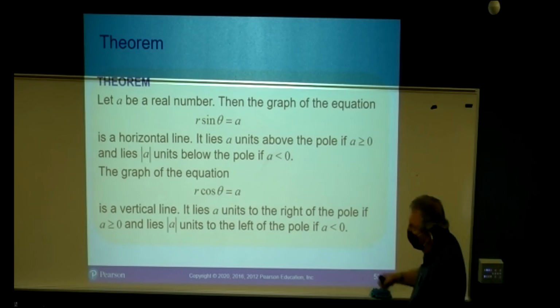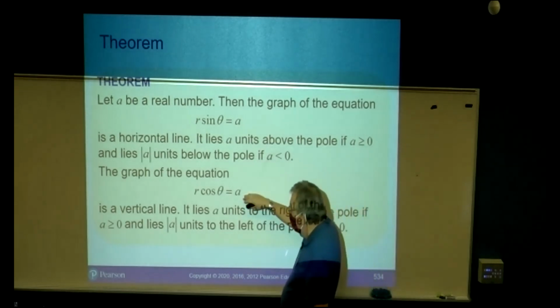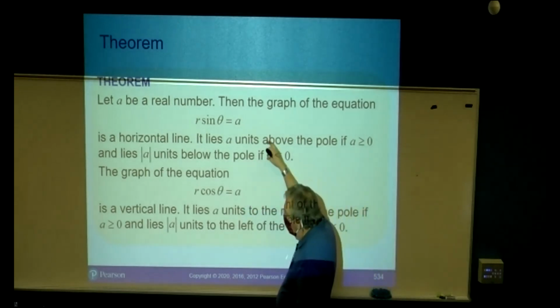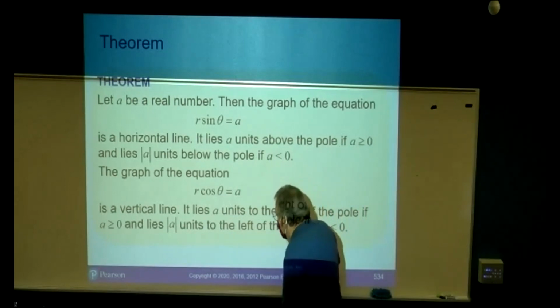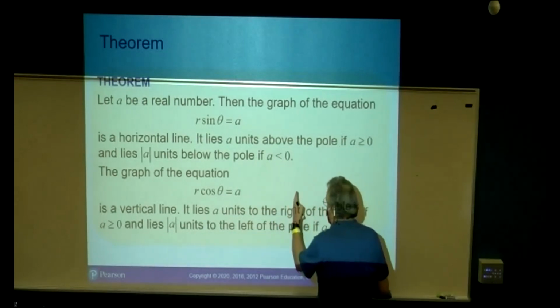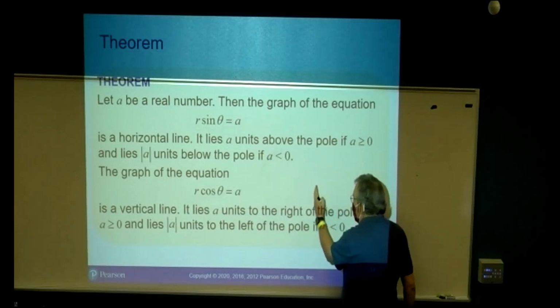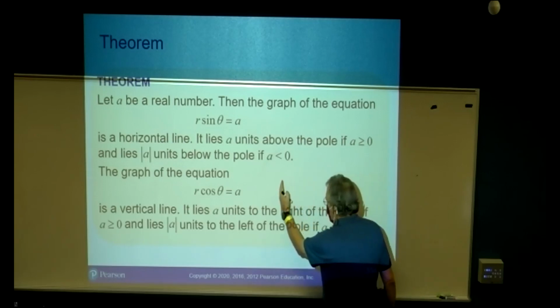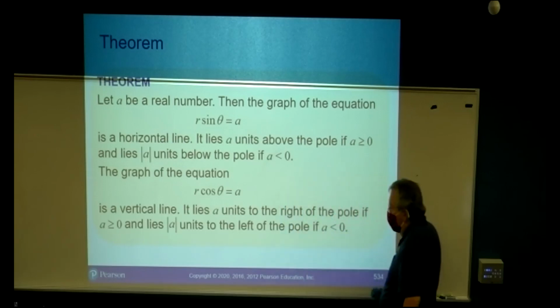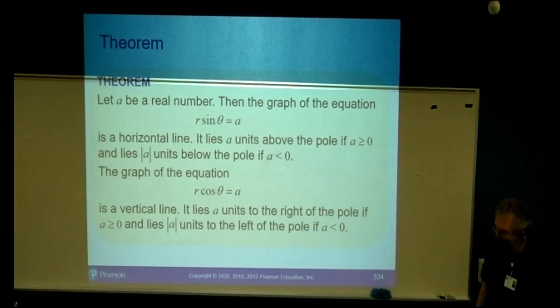And the same thing for r cosine theta equals a. Now instead of a horizontal line, it's a vertical line, and it's either vertical to the left of the pole or vertical to the right of the pole. If a is positive, then it's to the right of the pole. If a ends up being negative, it's to the left of the pole. They're just vertical lines.